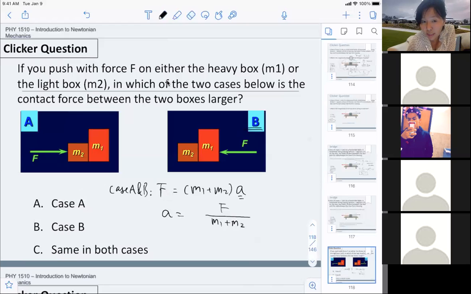So what do you think the next step would be? If I want to ask a contact force on one of them, should I isolate that object? Meaning that you focus your attention on M1 or you focus your attention on M2. You do the analysis separately. Does that make sense? Okay.